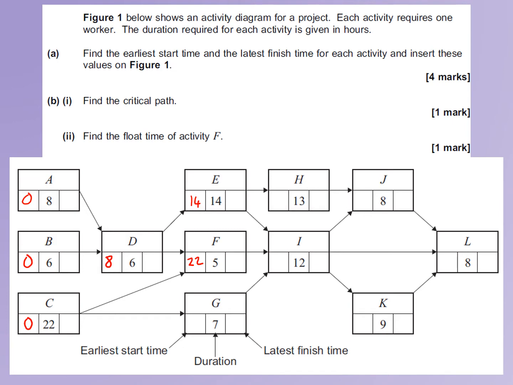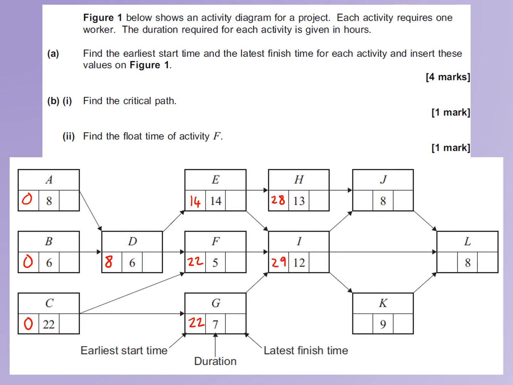G only has one immediate predecessor, which is C, so 0 plus 22 gives us an earliest start time of 22 for G. H has one immediate predecessor, which is E, so 14 plus 14 gives us 28. I has three immediate predecessors, so we're going to consider the largest sum for E, F and G. E gives us 28, F gives us 27, and G gives us 29, 22 plus 7. So we're going to use 29 there.